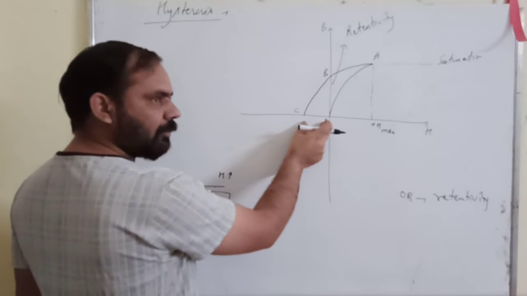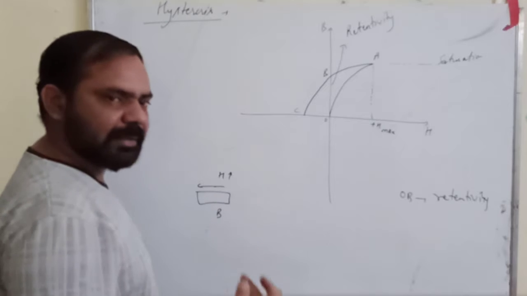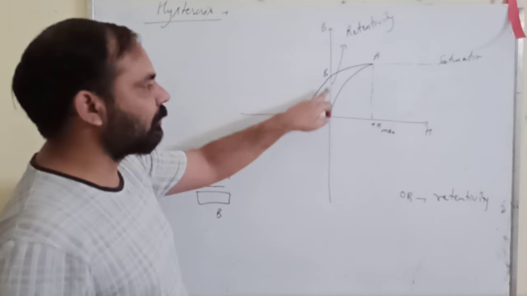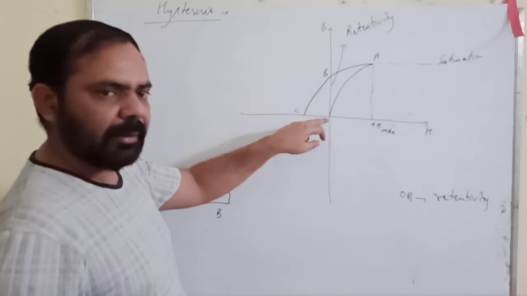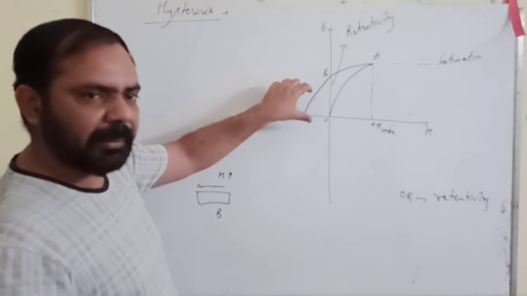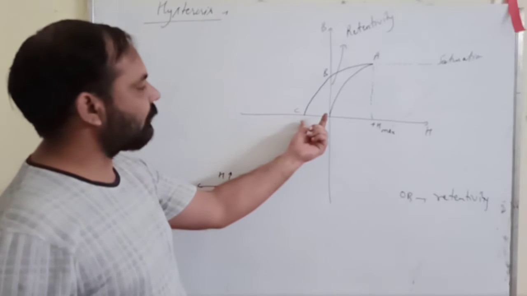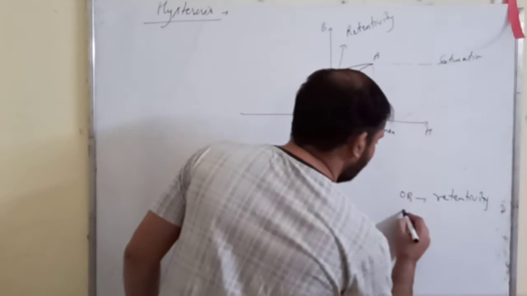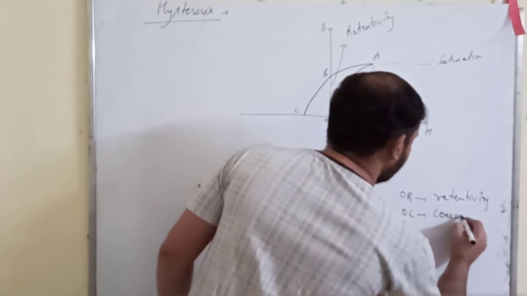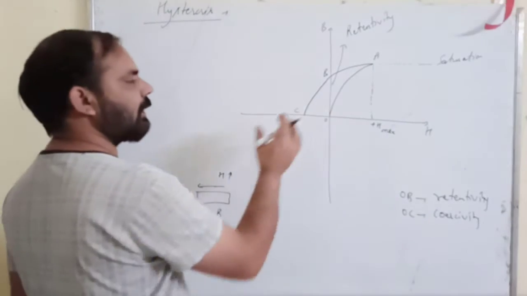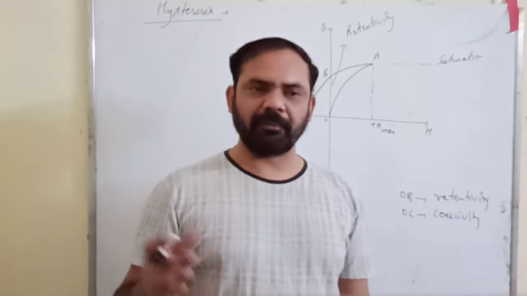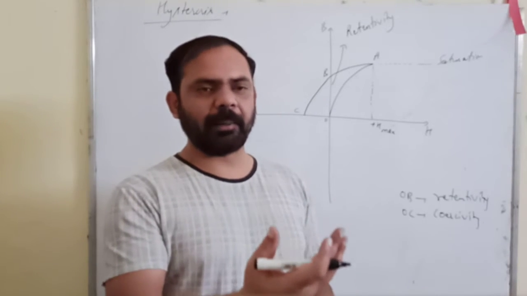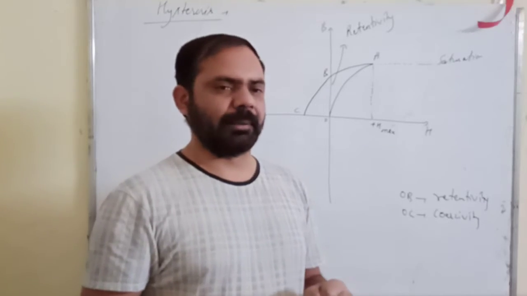The value of the intensity of the magnetizing field in the opposite direction is required to remove the magnetic properties of the material, right? Whatever magnetic properties were retained by the material, to remove them, this much magnetic field in the opposite direction is required. So this part is called coercivity. Coercivity is nothing but the intensity of the magnetizing field in the opposite direction which is required to remove the magnetic properties of a magnetized material, right?